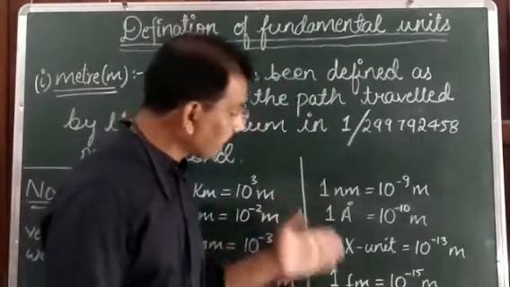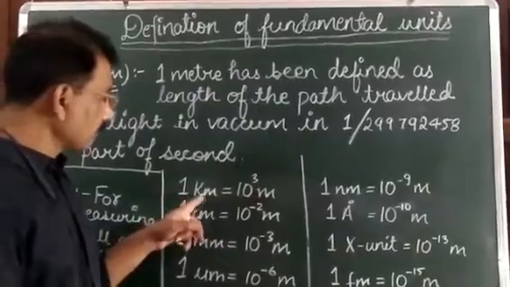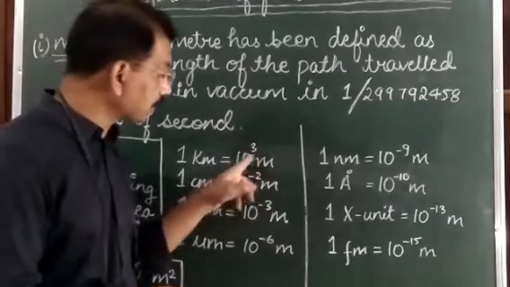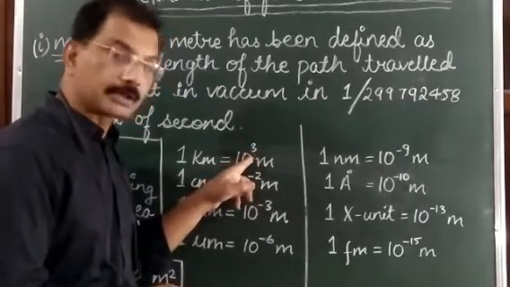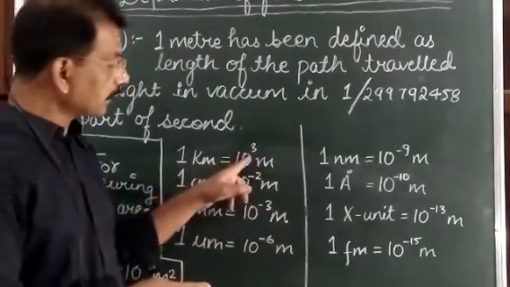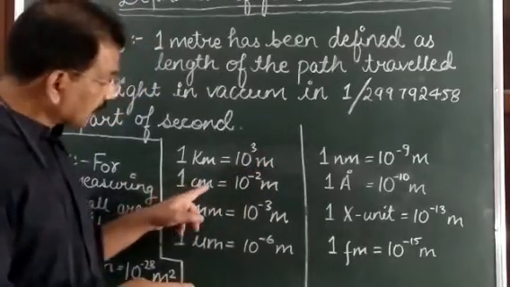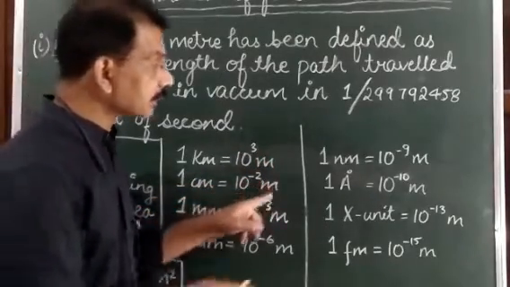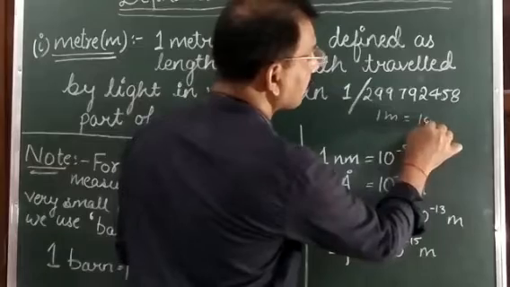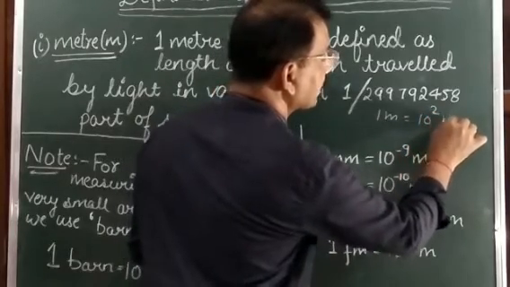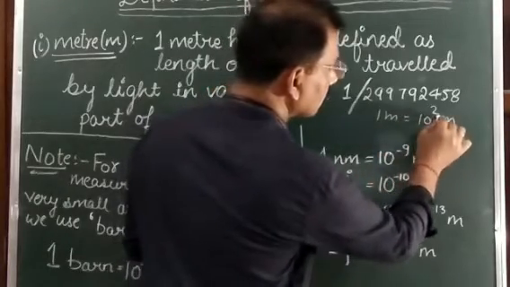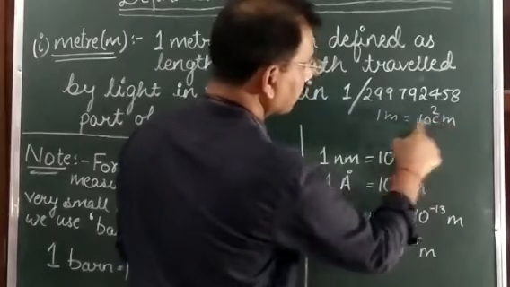And there is some conversion for this length, like all of you know kilometer, and 1 kilometer is equal to 10 to the power 3 meter. 10 to the power 3 meter means 10 into 10 into 10, means 1000 meter. 1 centimeter is equal to 10 to the power minus 2 meter. You know 1 meter is equal to 100 centimeter. So in place of 100 you can write 10 to the power 2 centimeter is equal to 1 meter.